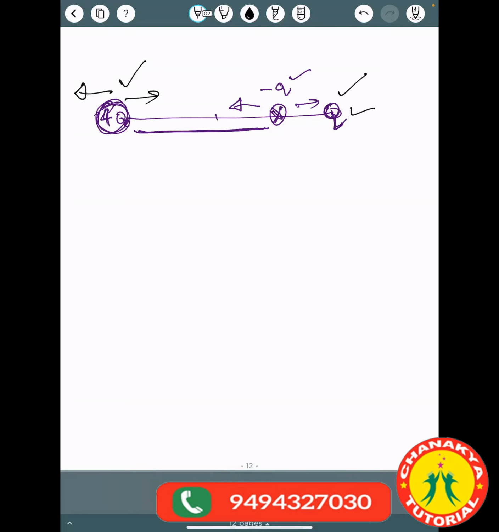Yes, sir. So it will be 4Q into Q by (r minus x) squared is equal to Q into 4Q by r square. Yes. Okay, so simple force formulas you equate, you'll get. Only here the trick will be where you have to keep it. For that you have to do the force analysis. Yes, sir. Okay. All right.